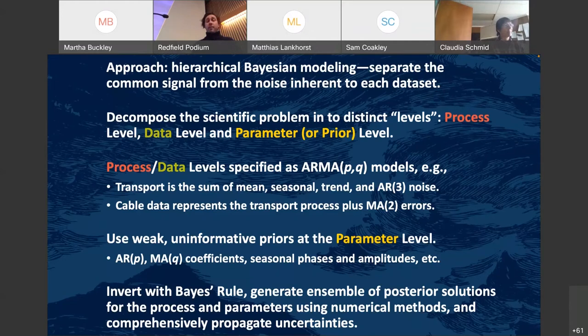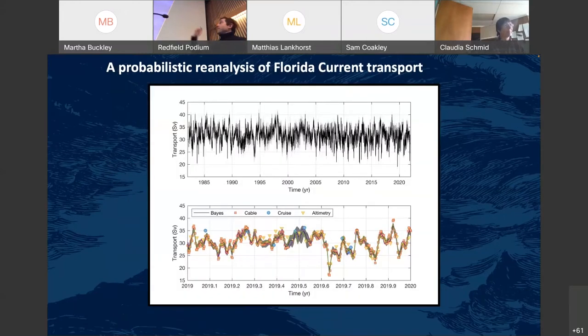And the key here is that I'm rigorously propagating the uncertainty and this is what I get. This is my reconstruction. On the top is some summary statistics of my Florida current reconstruction. This is daily values since March 1982. The black is the mean.